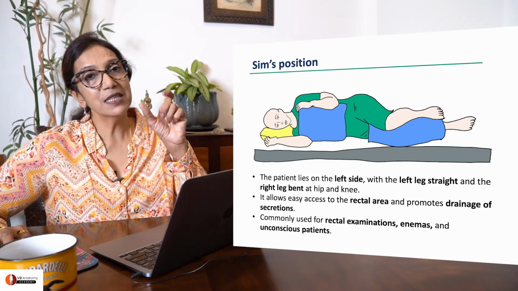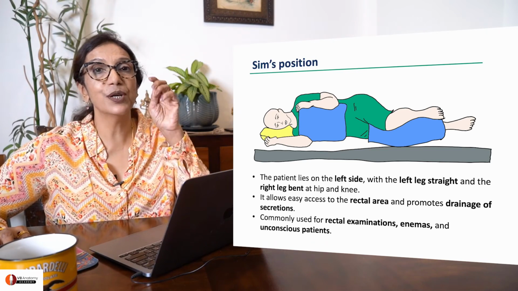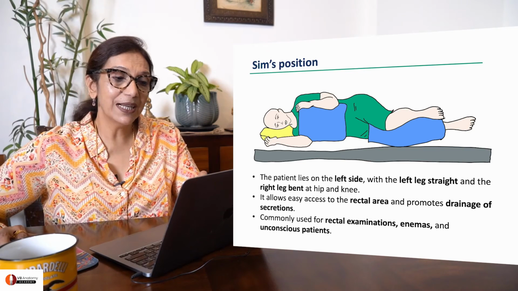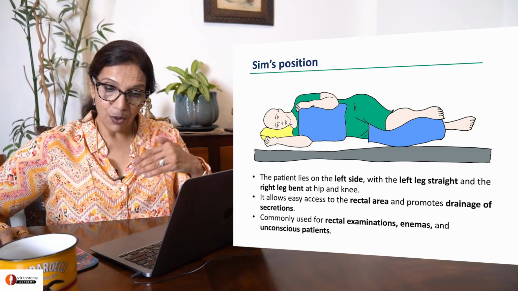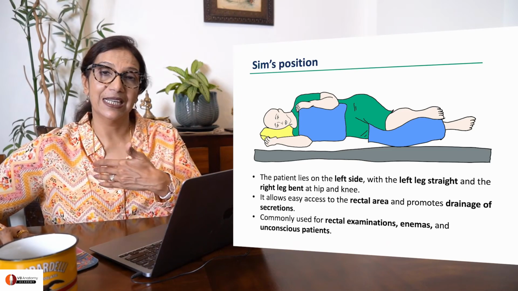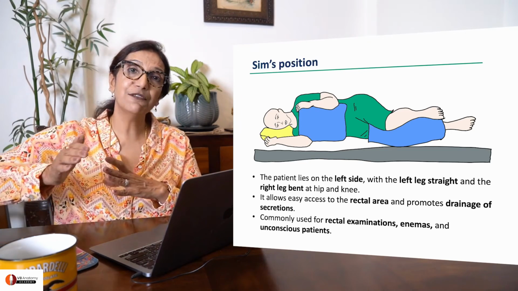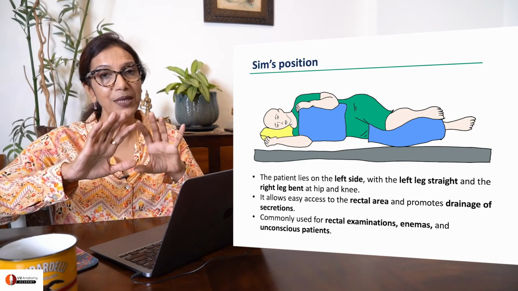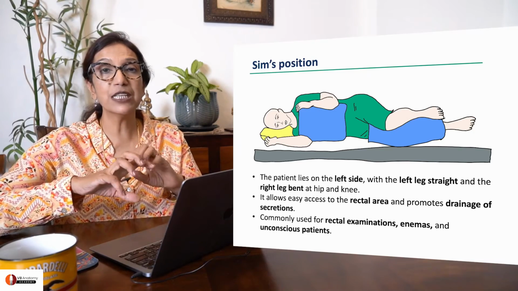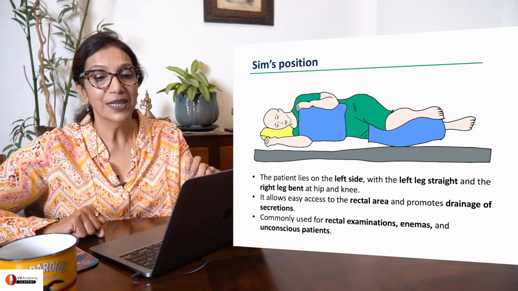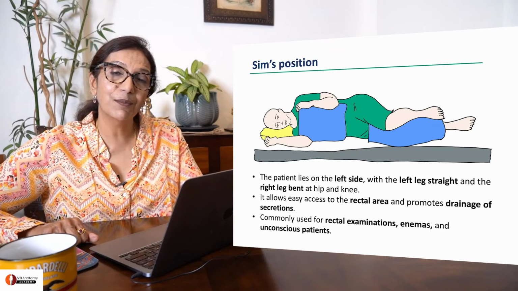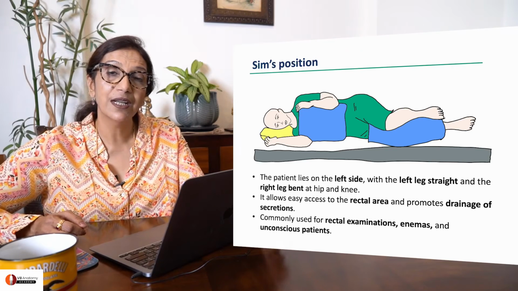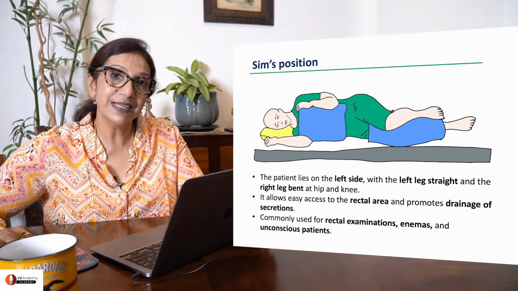Many times, specifically Sims position is the word used. See this term here? Sims position. So this is similar to the lateral position. The leg on the bed is straight and the leg on the top is flexed and resting on the bed as seen here. So much so that the gluteal region and the rectal region is quite well exposed. This is the position given when you want to do a rectal examination, give enema to the patient. Okay, that's when this position is given.